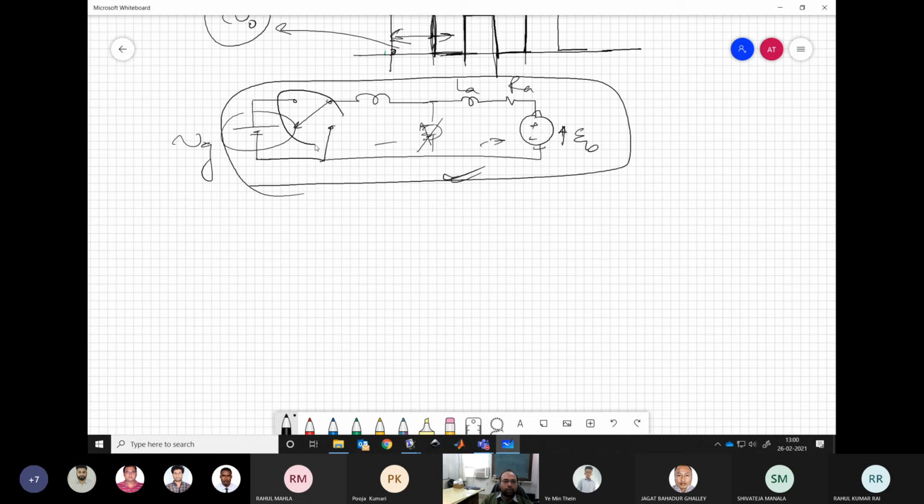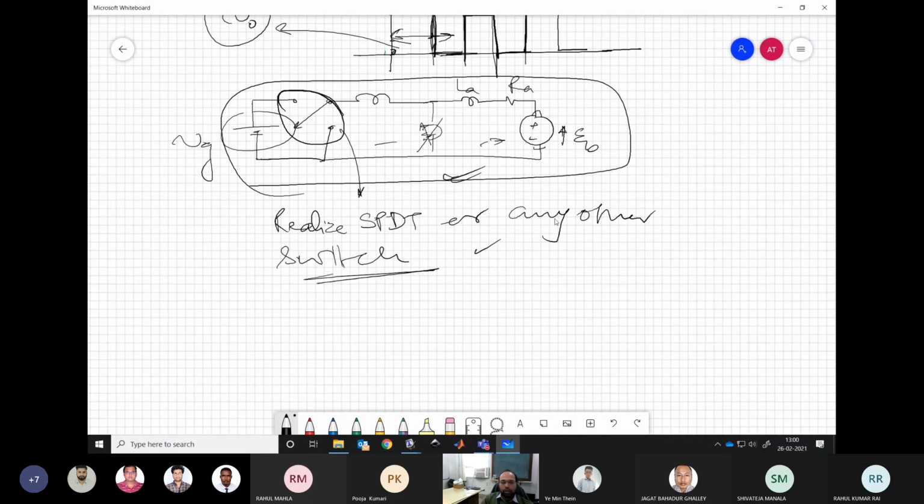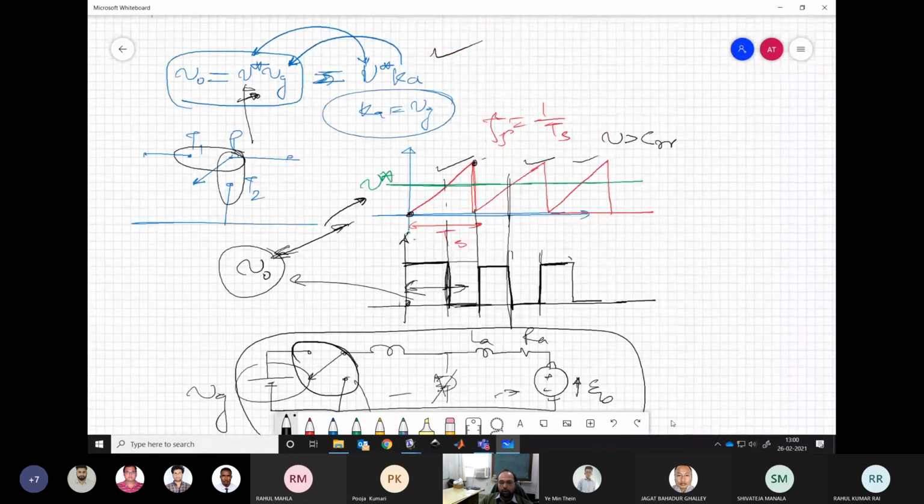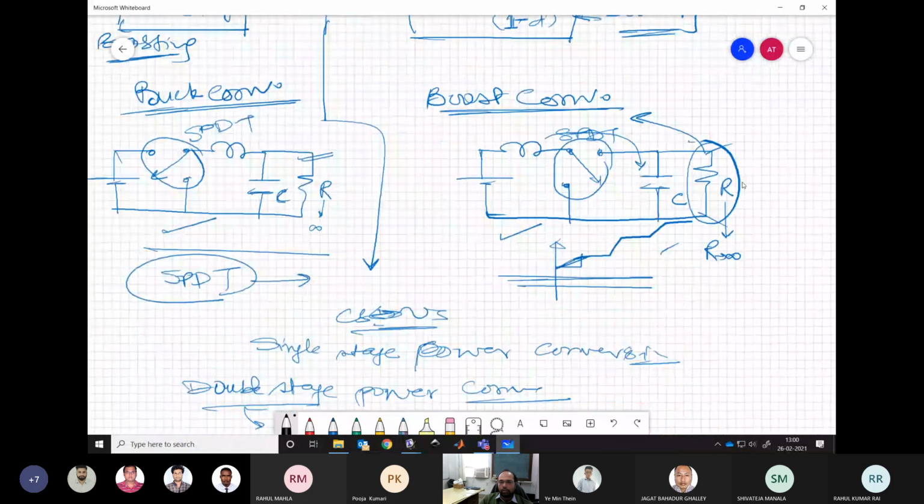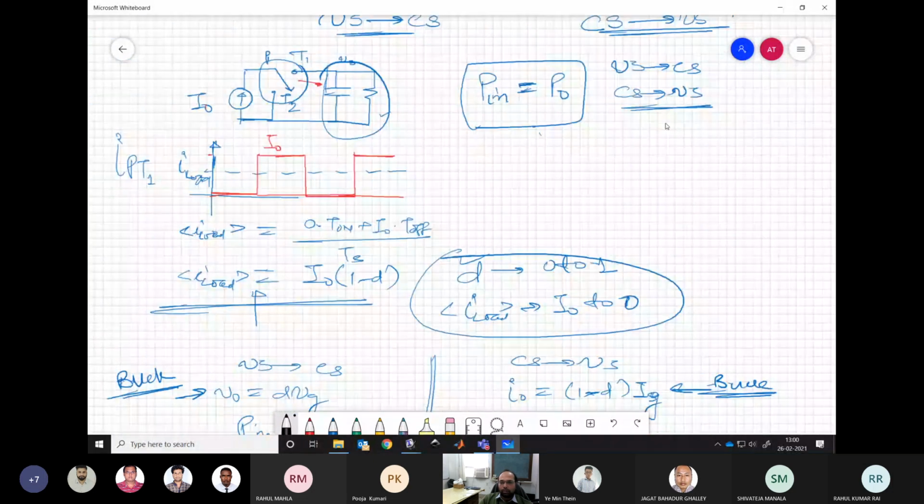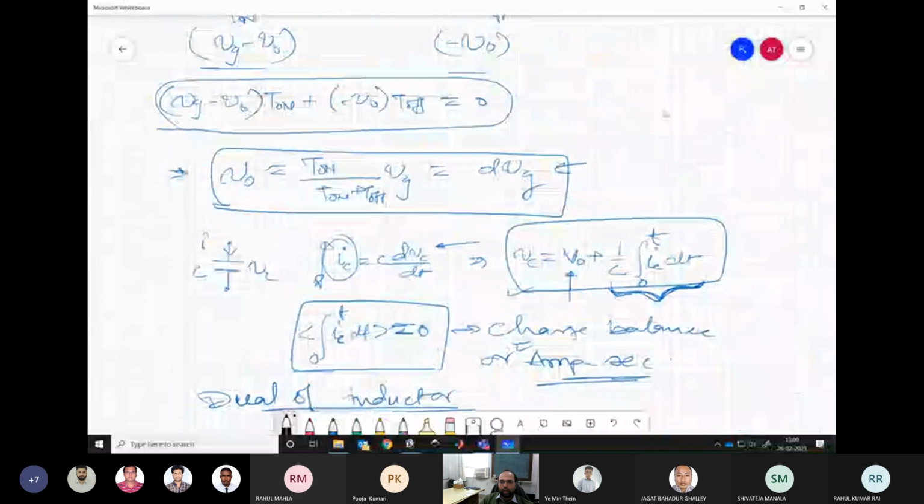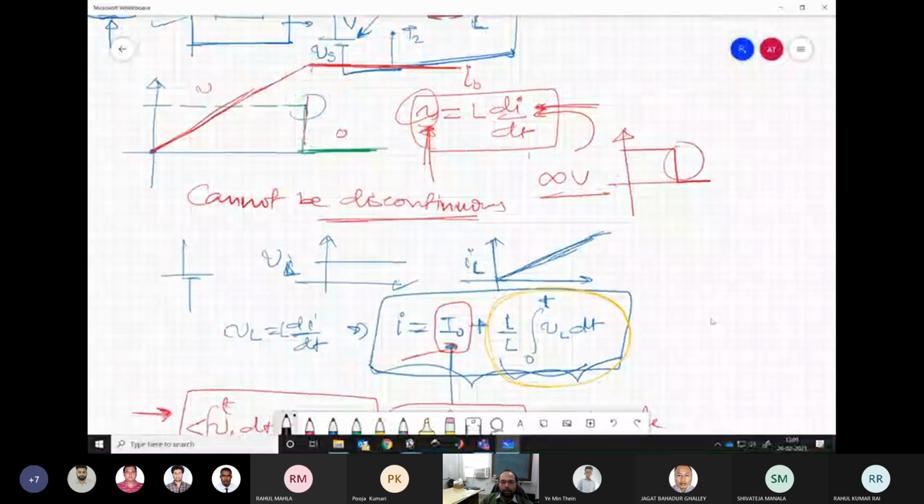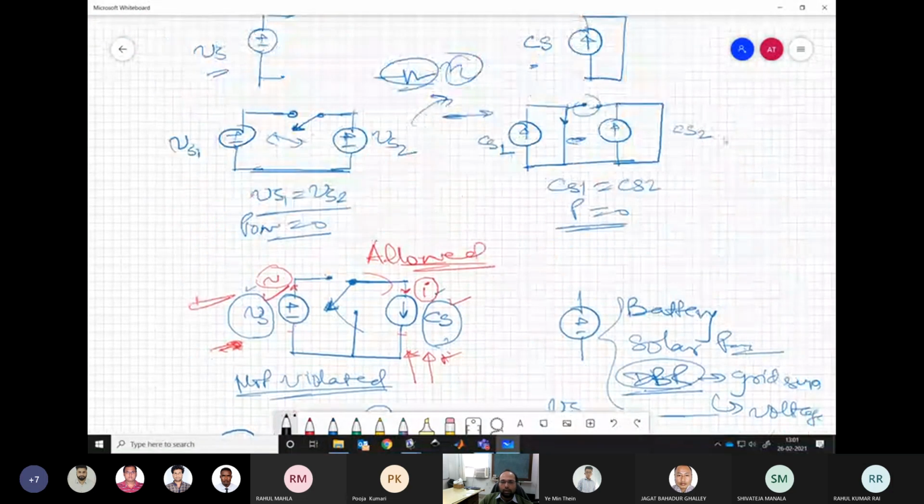Now the next thing would be to realize this switch, and this is a very important aspect for realizing any power converter. How do we realize the SPDT switch or any other switch? That we will look into the next class. I hope this was useful for all of you, and you must have got a different perspective about the power converter and how we should look at them. The complete realization we may have in the next class.